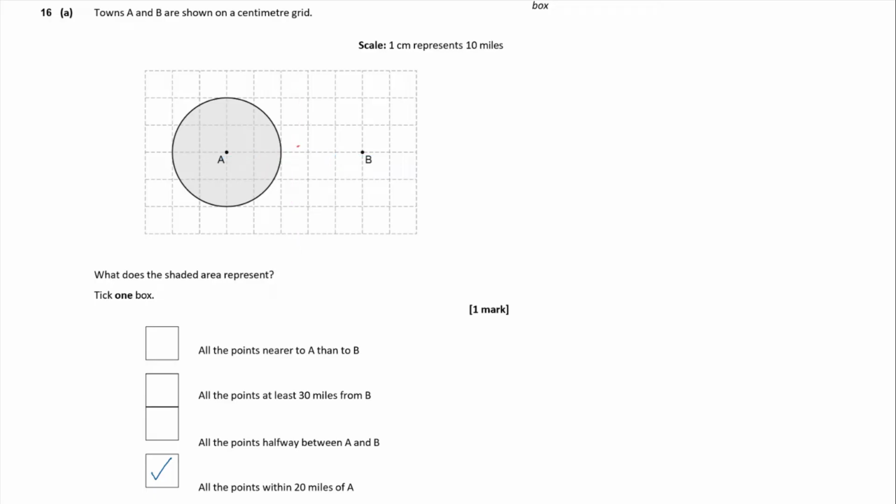It's all the points within 20 miles of A. All the points on the circle are exactly 20 miles from A, so all the points inside the circle are 20 miles or less from A. Okay, so it's definitely that last one.